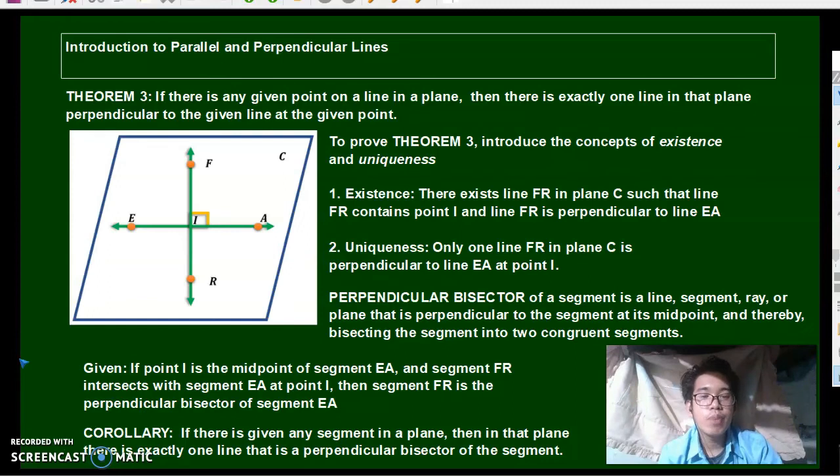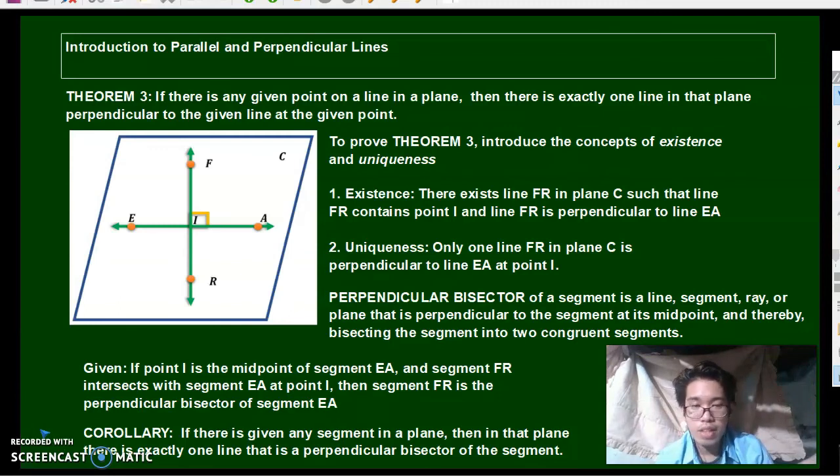Okay. And then we have the concept of a perpendicular bisector. A perpendicular bisector of a segment is a line, a segment, a ray, or a plane that is perpendicular to the segment at its midpoint, and thereby bisecting the segment into two congruent segments. Okay, so this perpendicular bisector only works on segments, because they have two endpoints and there's a midpoint there.